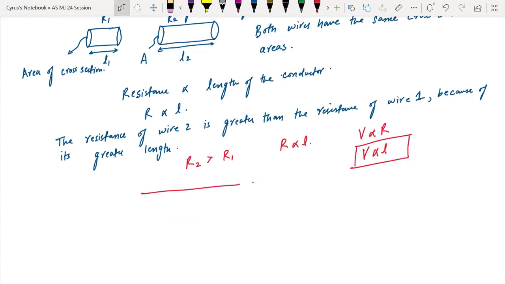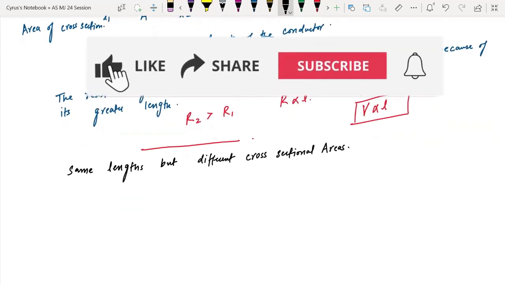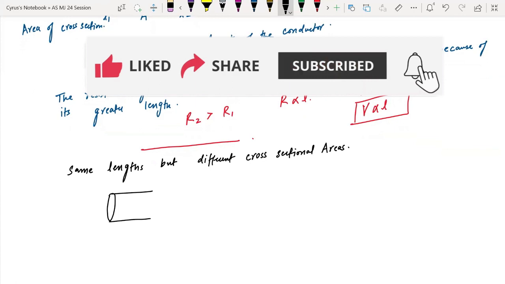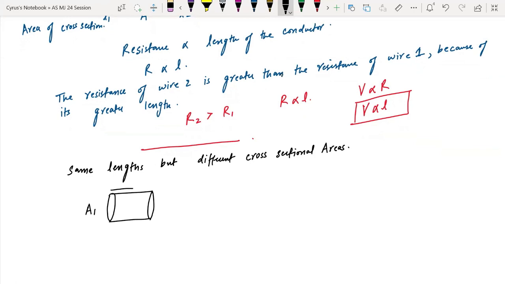What if we have same lengths but different cross sectional areas? Now, for example, you have here a wire like this. The area of this wire I call A1. The resistance is R1. The length is L. There's another wire whose length is the same. However, the area is lesser. And this is R2, and let's say the area is A2, and this length is L.